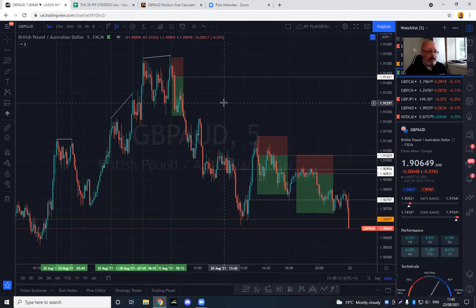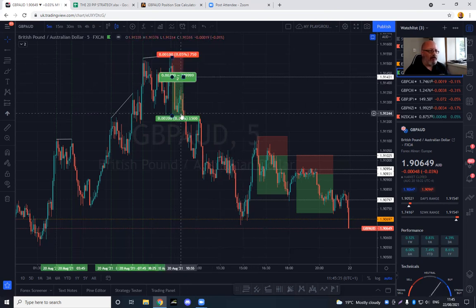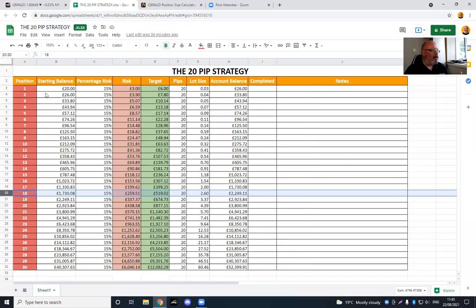Some of you may wish to let that trade run for longer, and that is entirely your choice. I'm not telling you what to do. I'm just basing this on a 20 pip move. You can see that in that area there, price pushed up a bit, but it didn't go up to the stop loss, so that trade still ran, went to the 20 pip take profit, and therefore trade 1, tick, that's completed. We've got our first £6, and the account balance is now £26.